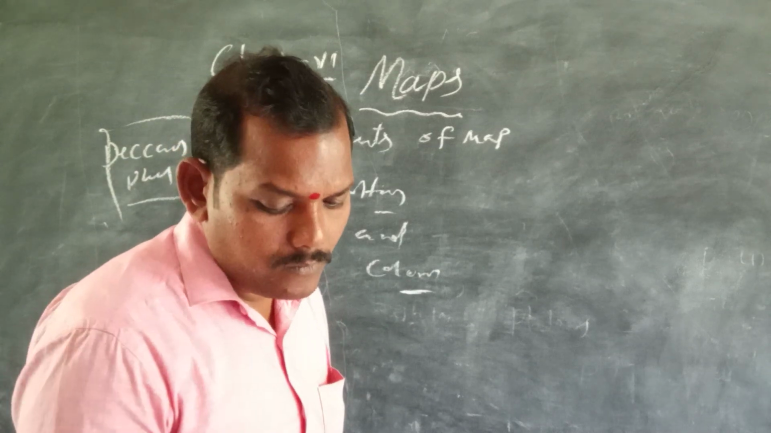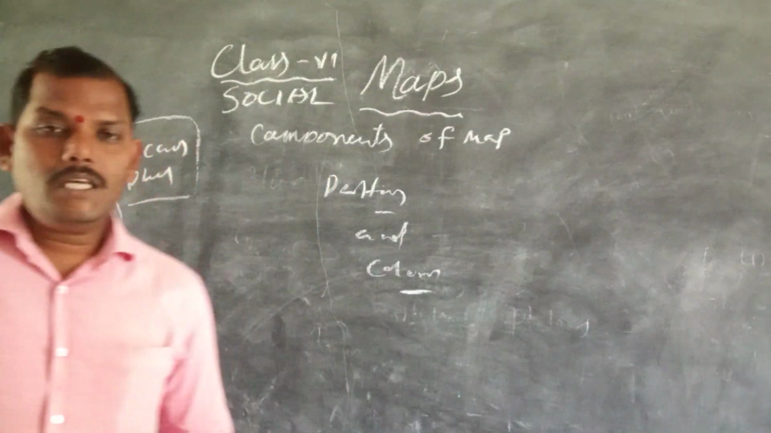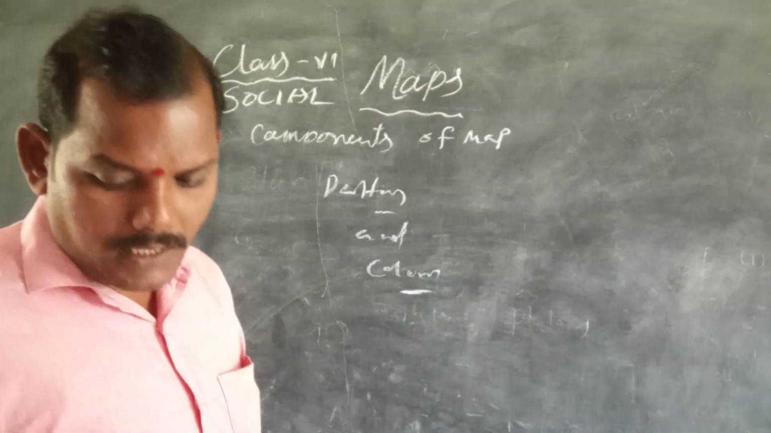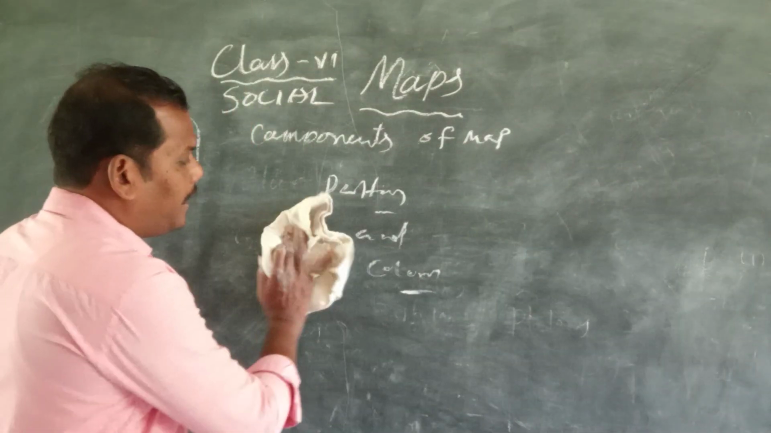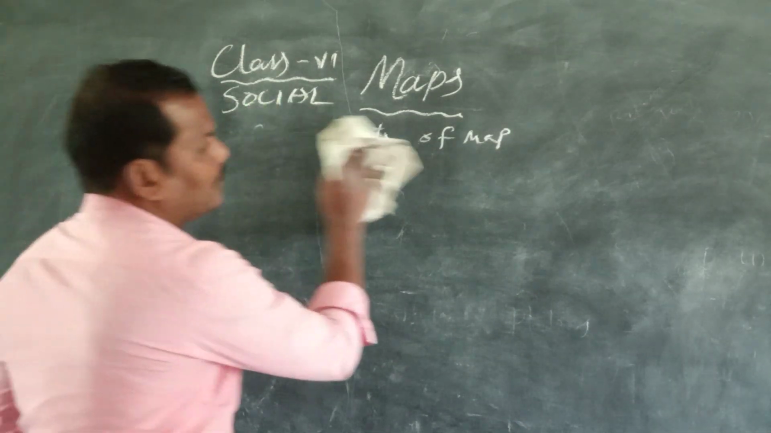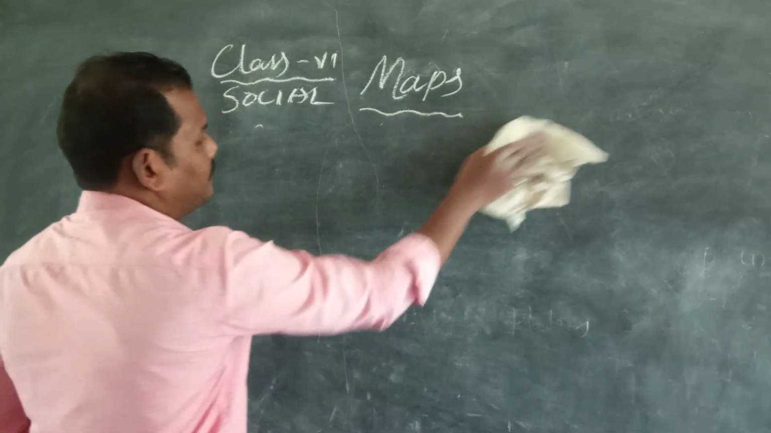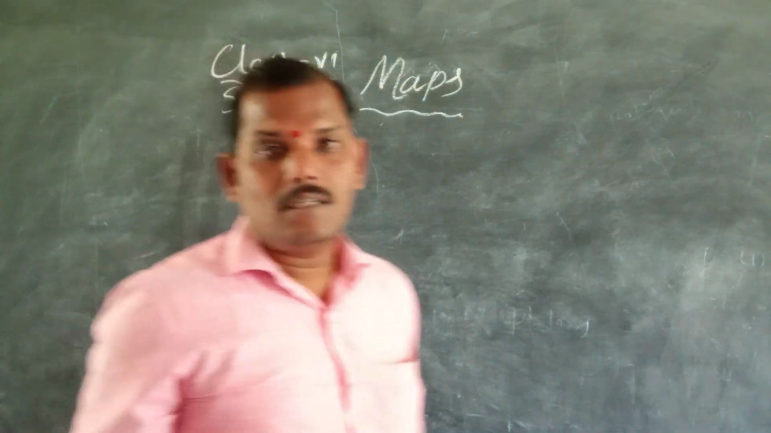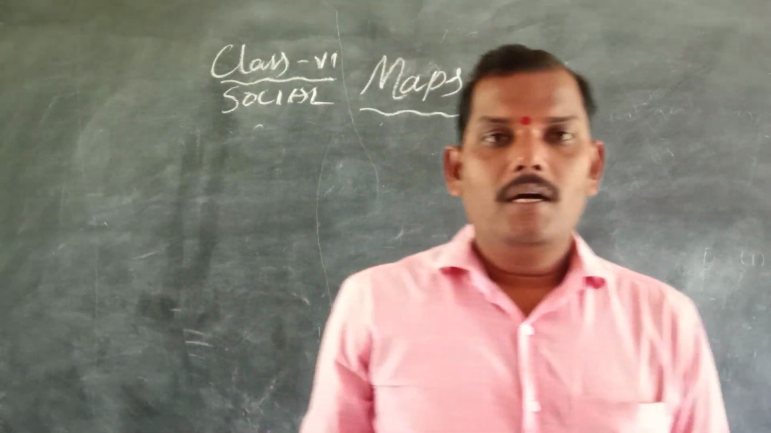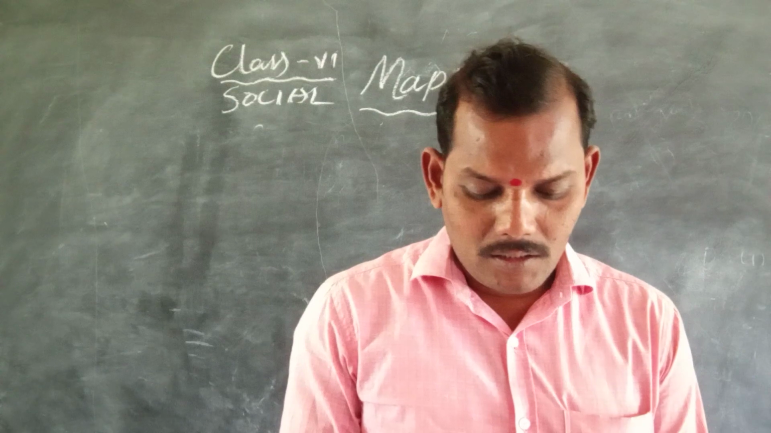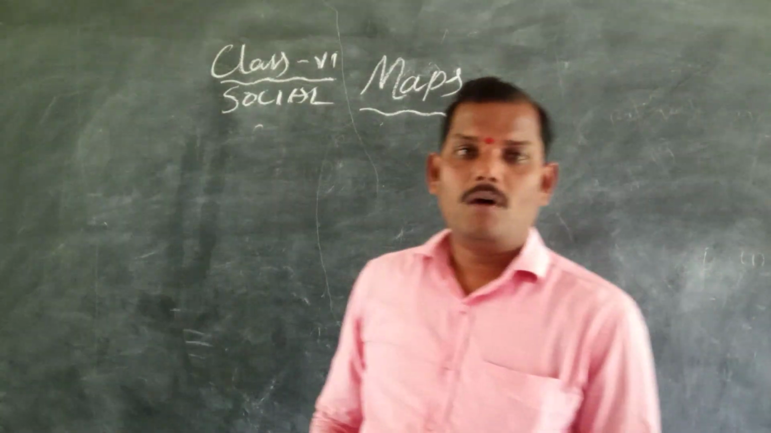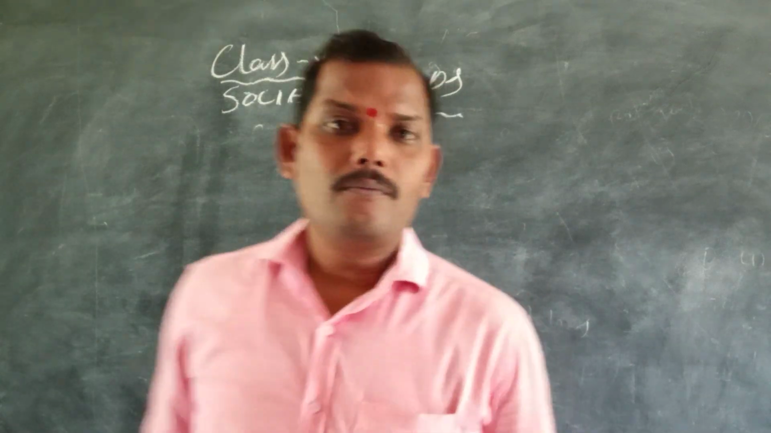Next one. These four are the components of a map: distance, directions, scale, colors, and what next? The symbols. These four are the different components of a map. Okay. Right. In the next one, types of map.